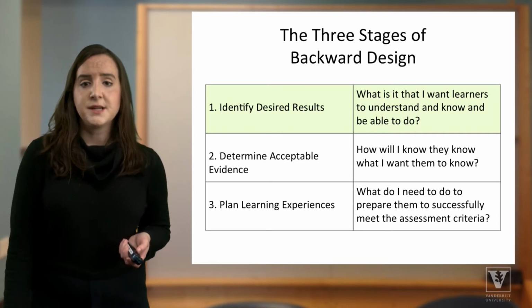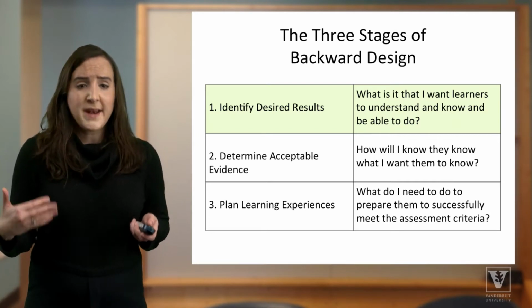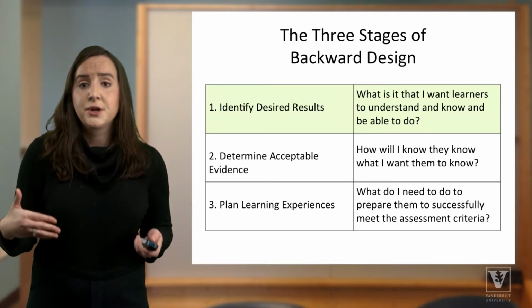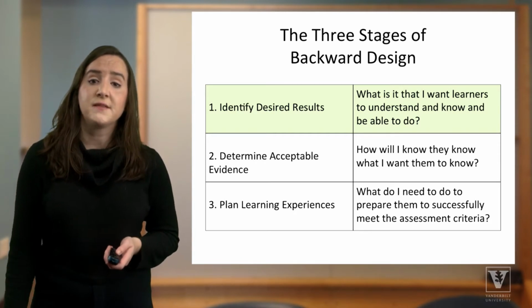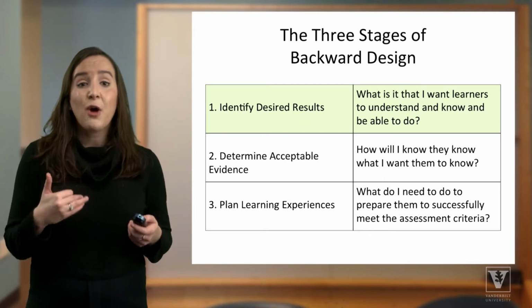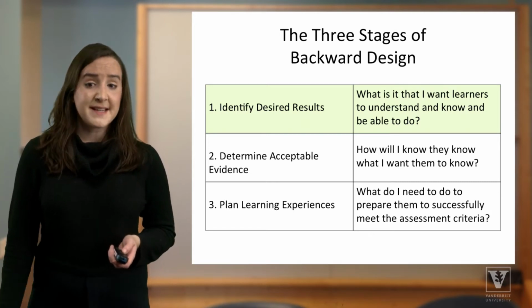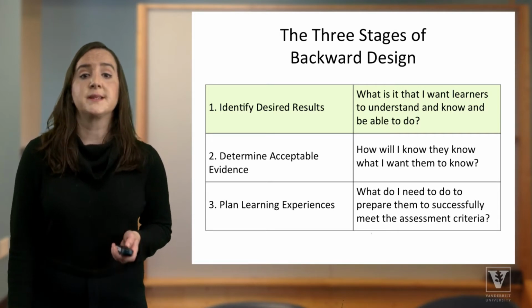The second stage is determining acceptable evidence. This is really what evidence is going to show that students have met those learning objectives that you've created for them. A question you might ask yourself here is, how will I know they know what I want them to know? And stage 3 is planning learning experiences.